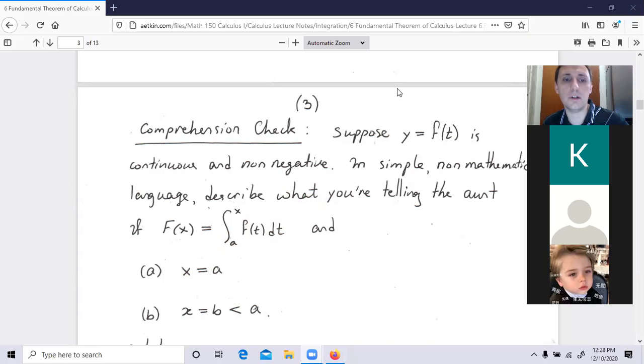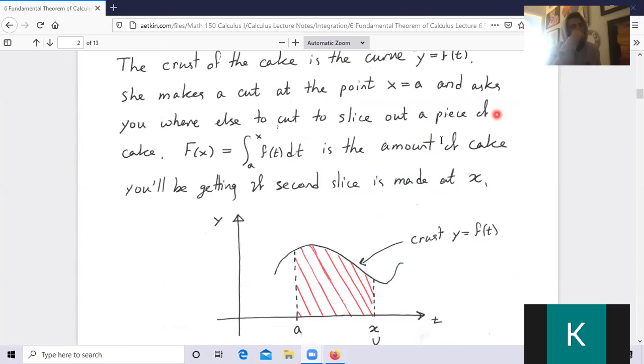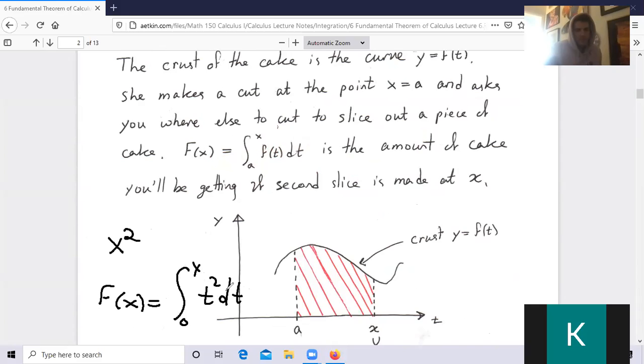Yes, Ibad. So do you understand this cake function, guys? I'm introducing a new type of function for you. Given the function x squared, I can introduce the function capital F of x equal to the integral from 0 to x of t squared dt. And what does it mean?